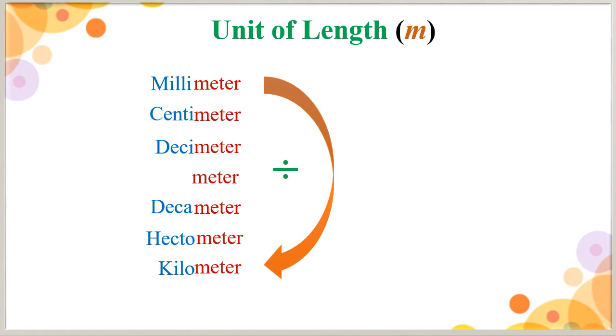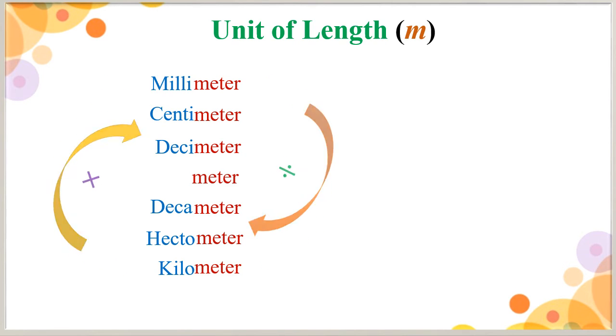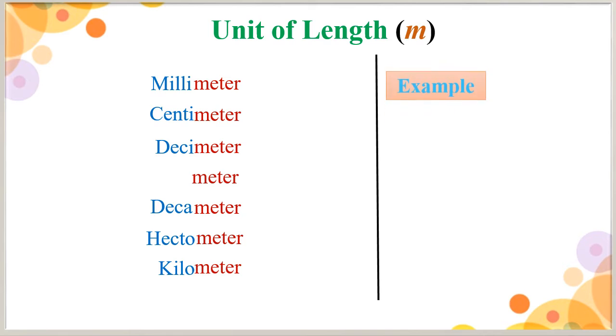Now, when you are going to convert from a smaller unit to the biggest unit, you have to divide by 10 at each interval. When you are going to convert from the biggest unit to a smaller unit, you have to multiply by 10 at each interval. For example, 2 kilometer equals dash meter. Here kilometer is the biggest unit and meter is the smallest unit.